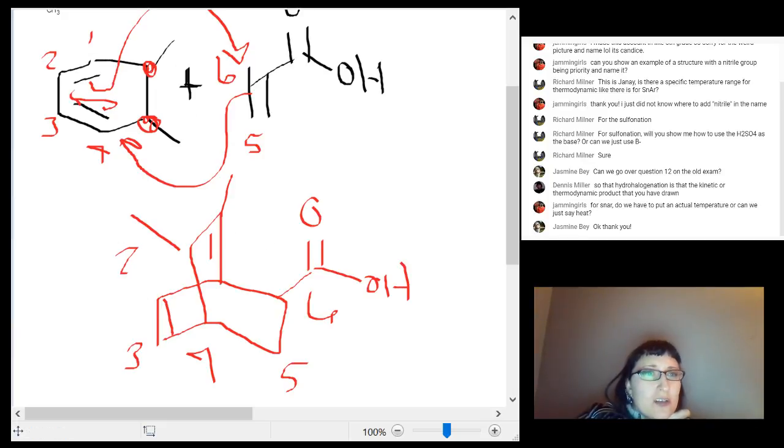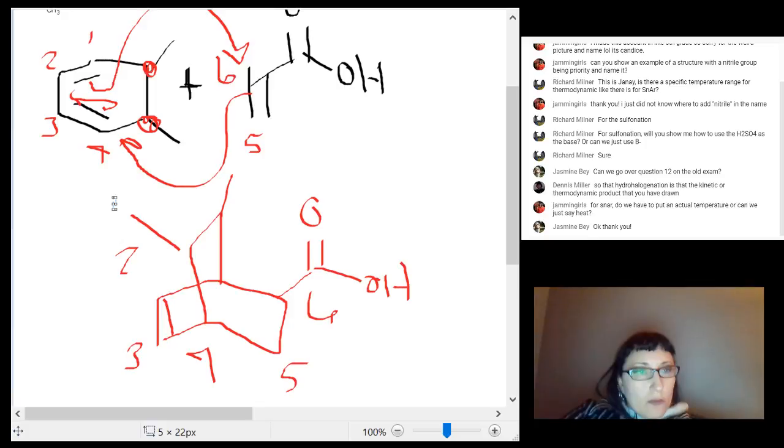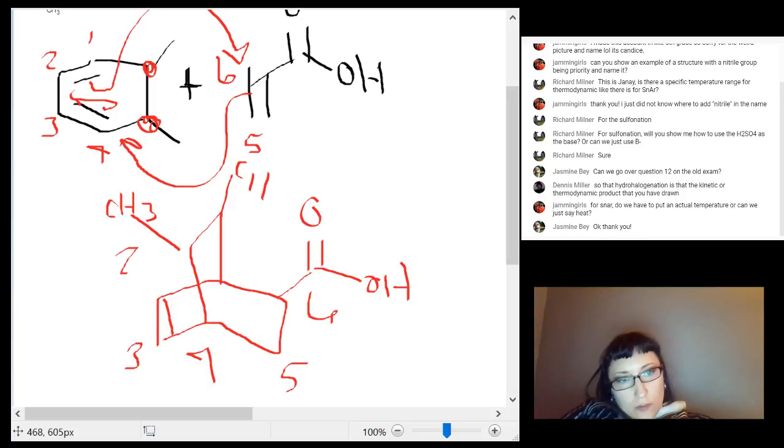Careful, that looks... select, see if I can get rid of that. Okay, it looked like a double bond there. So you should have something like that for your product.